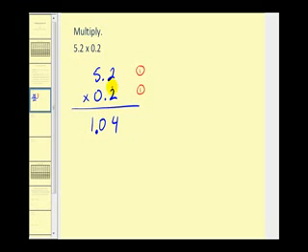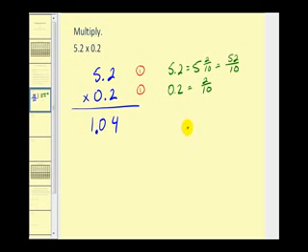Converting these to fractions might explain why this process actually works. Meaning 5.2 is equal to 5 2/10, which would equal 52 tenths. 0.2 is equal to 2/10. So this same product in fraction form would be 52 over 10 times 2 over 10.